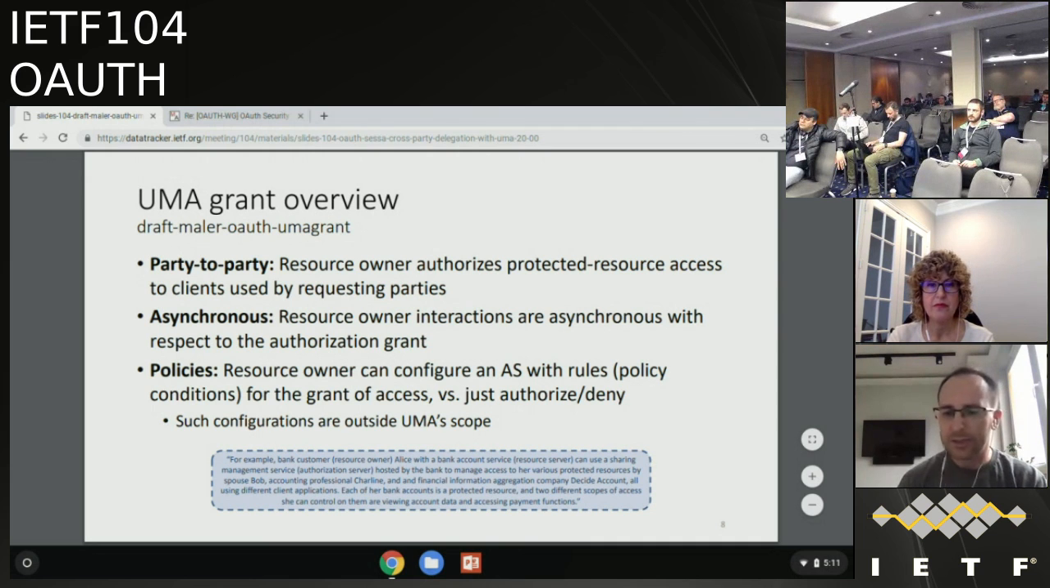At the authorization server, Alice can manage various complex policies for access to protected resources. It doesn't have to be just authorize or deny. It can be a more complex policy that requires some claims gathering, as we will discuss later, that mentions some conditions, etc. Next slide, please.